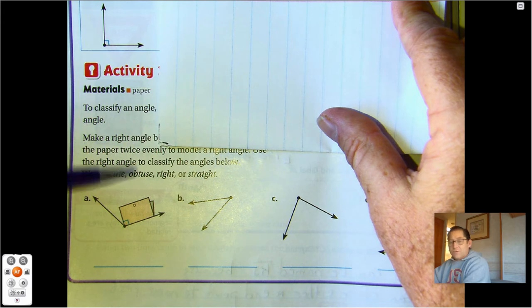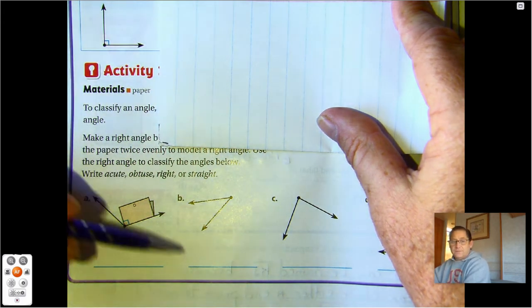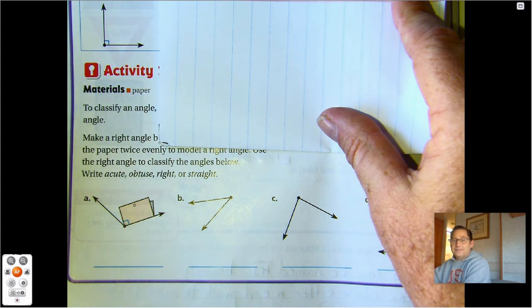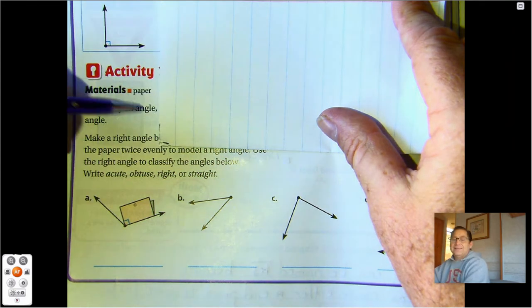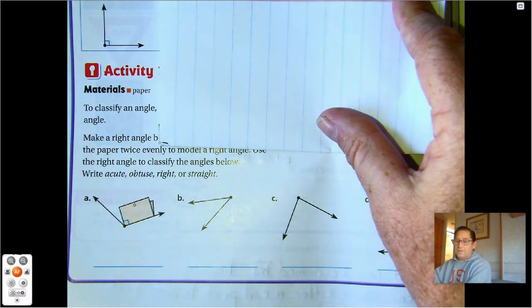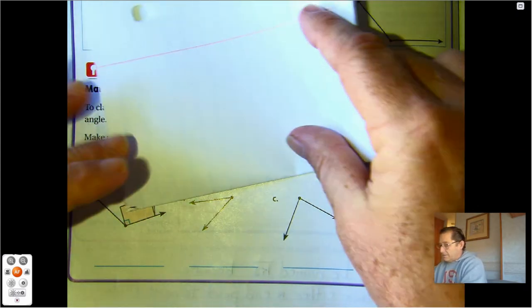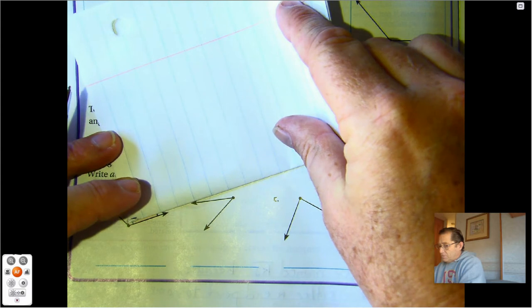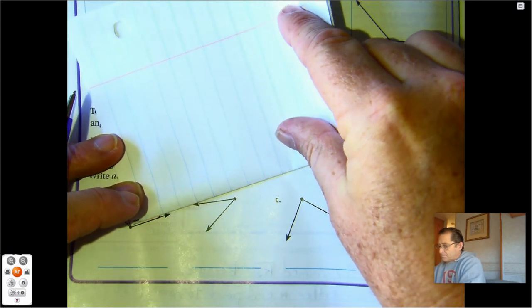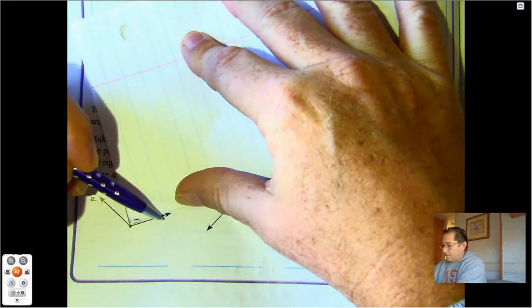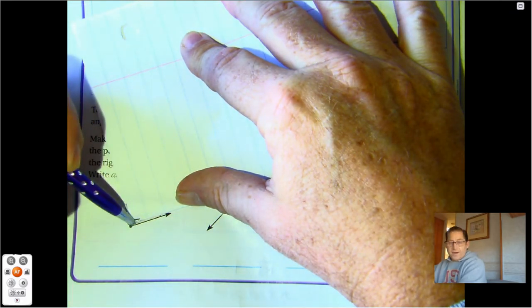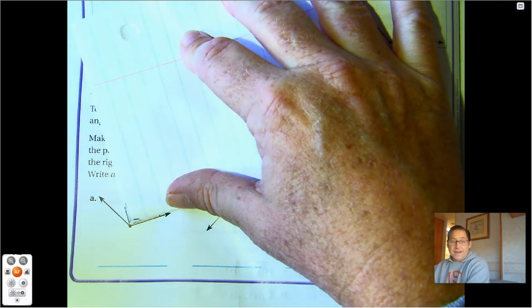And if when I put the corner of the paper in the vertex, I see both the lines and it doesn't match the exact shape of my paper, that's an obtuse angle. It's open wider than a right angle. So here's the first example. Put the corner of the paper at the vertex along the straight edge of the angle, or the ray of that angle.